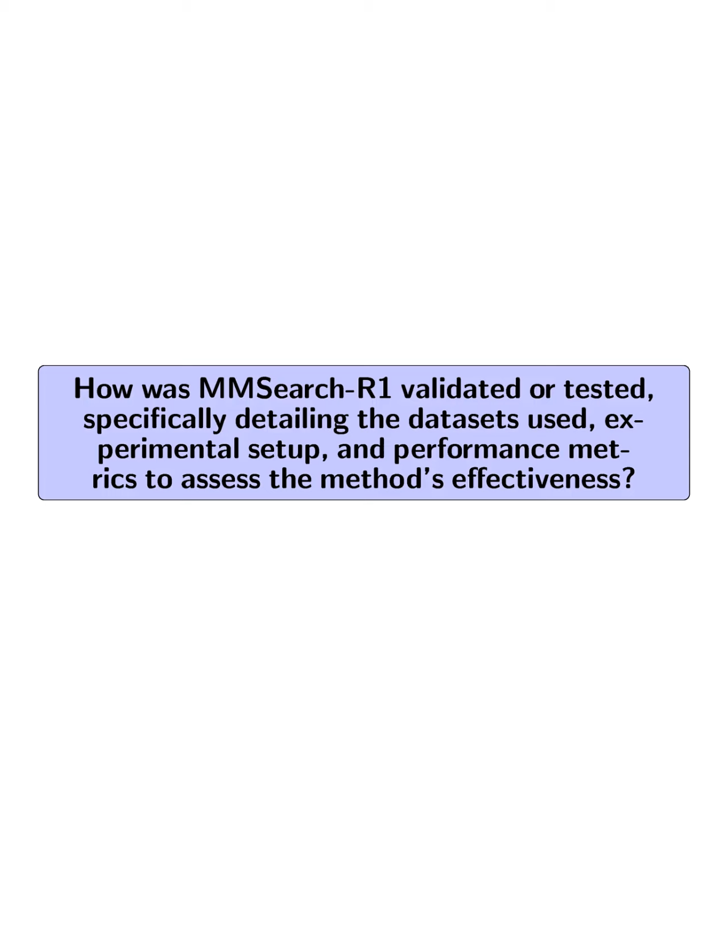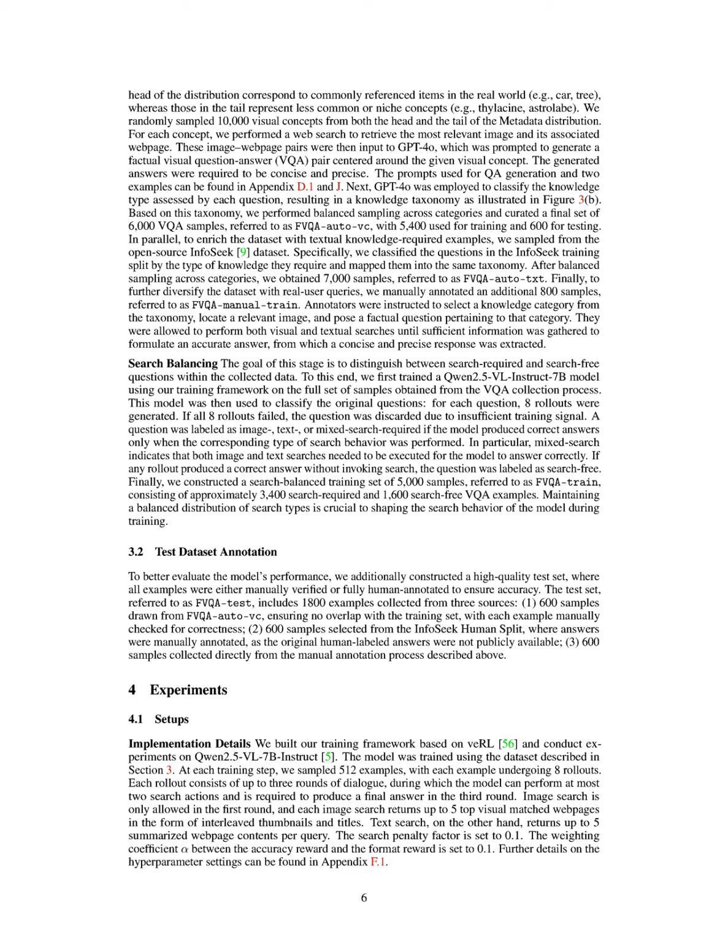How was MMSearch-R1 validated or tested, specifically detailing the datasets used, experimental setup, and performance metrics to assess the method's effectiveness? MMSearch-R1 was validated using a comprehensive experimental setup that involved multiple datasets, including FVQA test, InfoSeek, MMSearch, Simple VQA, and Live VQA, to evaluate its performance on knowledge-intensive and information-seeking VQA tasks.